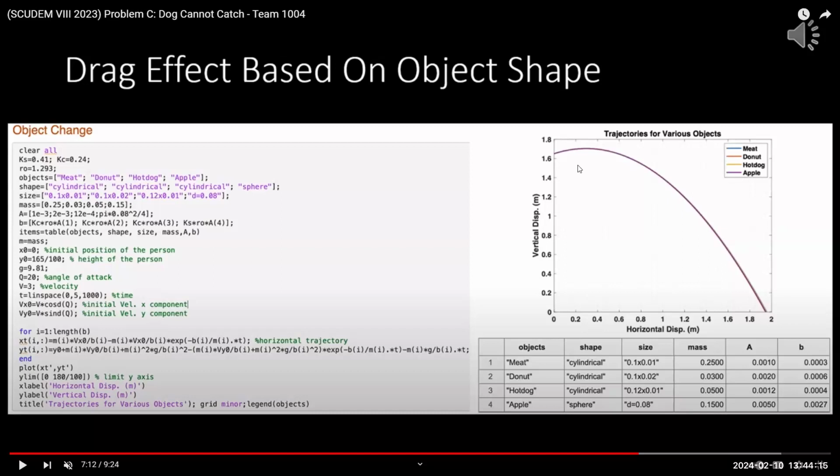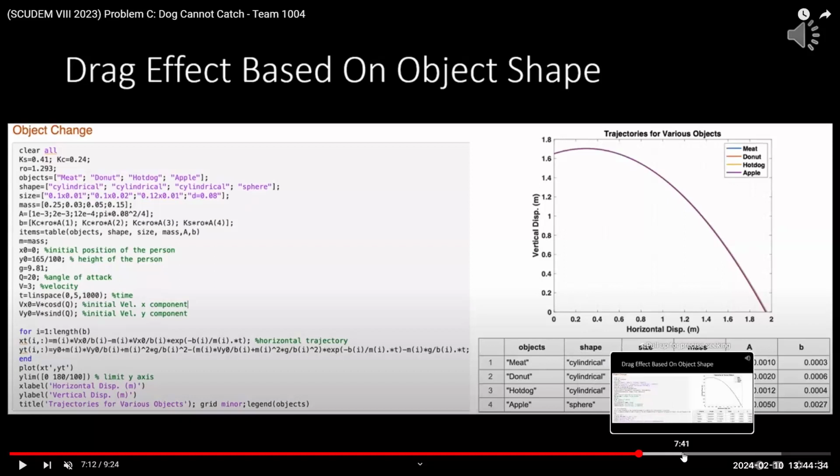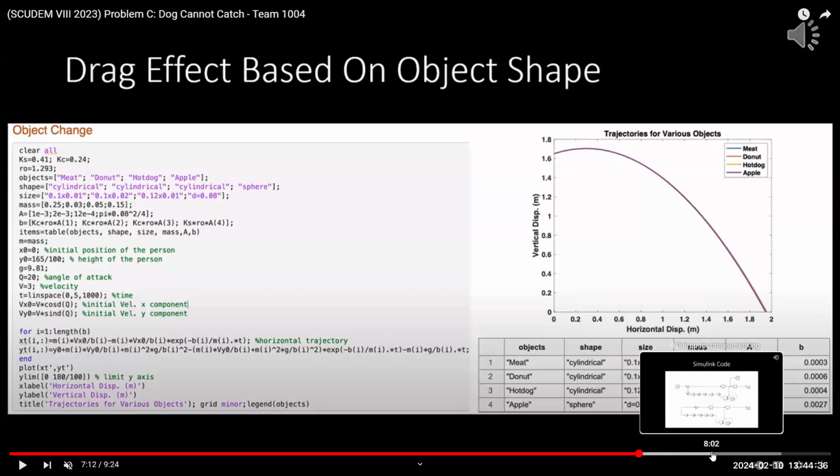So for us, we just stuck to drag because drag varies based off of your area and very, very slightly on drag coefficient, as well as the mass and the size. So given all of that, we were able to determine that most objects are going to have a pretty similar trajectory, regardless of what they are, their shape, size, and mass, etc.